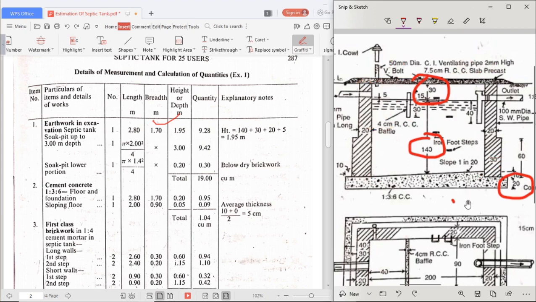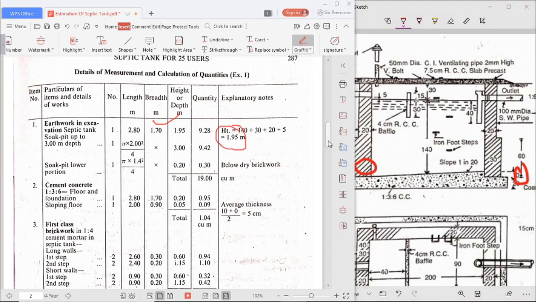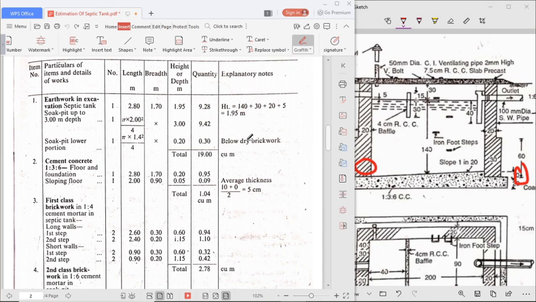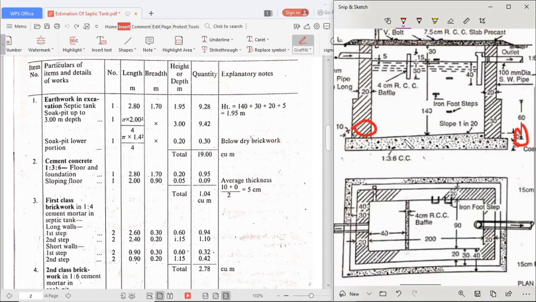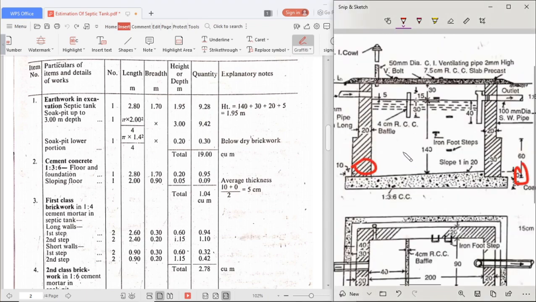Okay. See once again. So here you see it is 10. Okay, the height is 10. So here it is 0. So 0 plus 10 by 2 is 5. So 140 plus 30 plus 20 plus 5, we will get around 195. So when we multiply this, we will get 9.28 as the quantity. It was for the septic tank excavation.